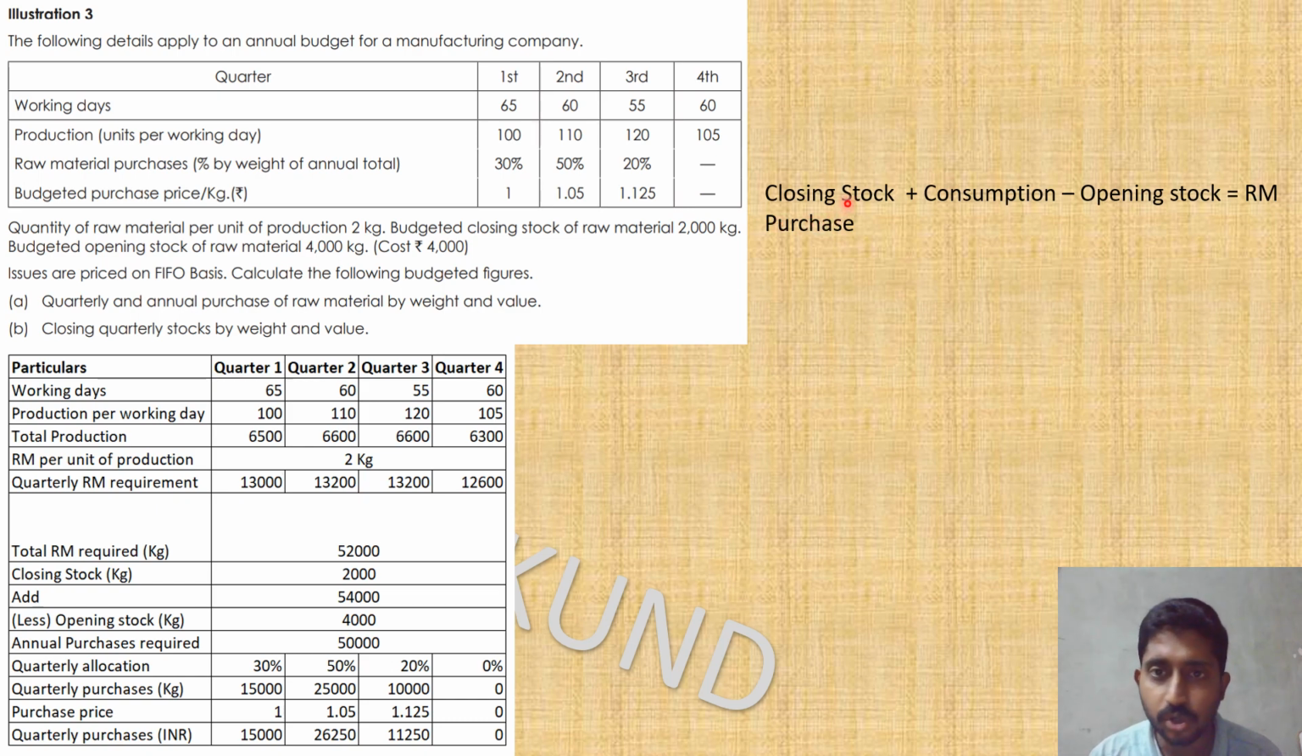For closing stock, what all you need? You need to know the consumption, you need to know the opening stock, and you need to know the purchases. Quarterly purchases, yes, we have calculated here already. 15,000, 26,000, 11,000 quarterly purchases we have already calculated. And quarterly, what is the requirement? That also we know. Quarterly RM requirement 13,000, 13,200. Requirement is nothing but the consumption. So we know the consumption data also from here, and also we know the purchases data. Remember these two figures. So consumption is like 13,000, 13,000. And also the purchases is like 15,000, 26,000. Now we are going to calculate the closing stock of every quarter. Let's move to the next slide.